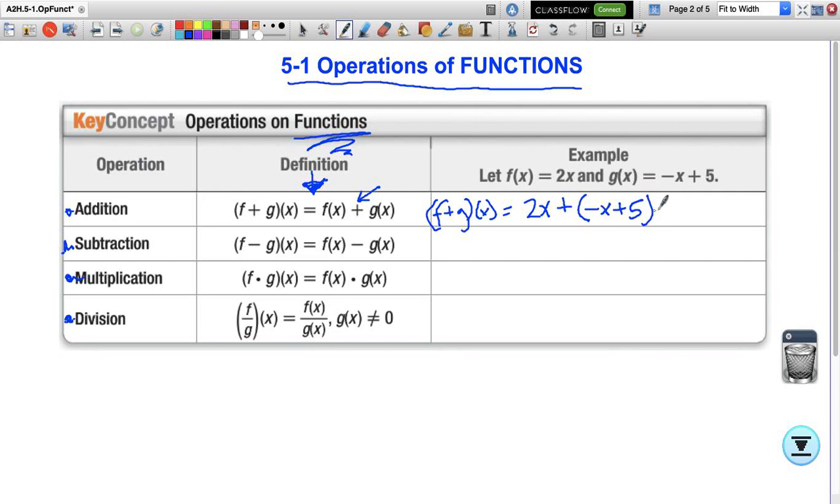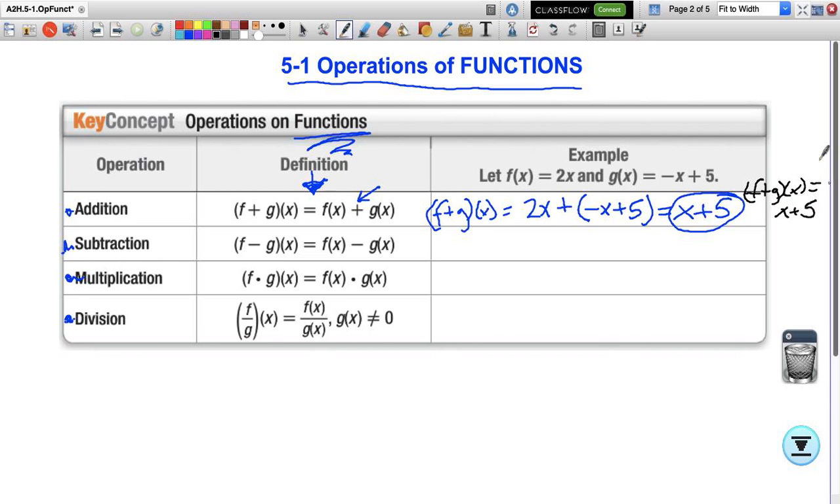Now to add those, all I have to do is combine like terms, okay? So I have 2x, I'm adding to it a negative x, that's going to give me 1x, and then here I'm adding a positive 5, so it's really just going to be 2x minus 1x, which is x, and then I have no other constants, so I keep my plus 5. So if I were to write this out in function notation, I would put, and I'll put it kind of to the side here, f plus g of x equals x plus 5.